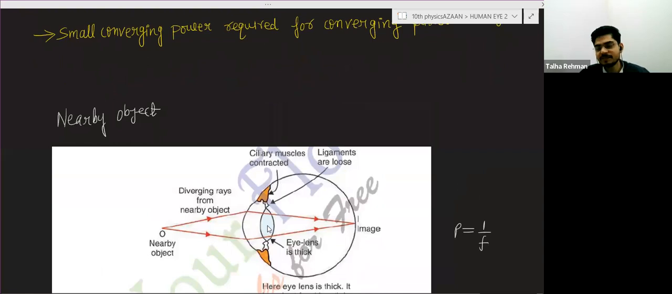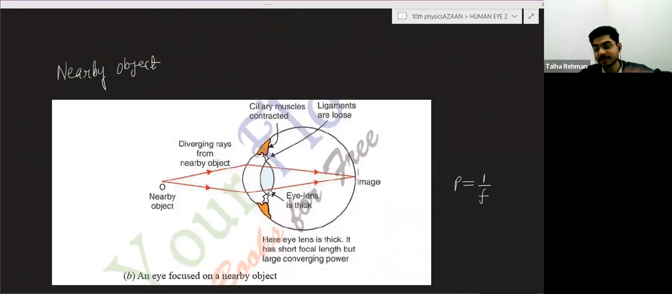So lens is thick means the focal length is less. Focal length is less means converging power of the eye lens is more. So here the eye lens is thick, it has short focal length but large converging power. Okay. So this is how our eye is able to focus on the nearby object.